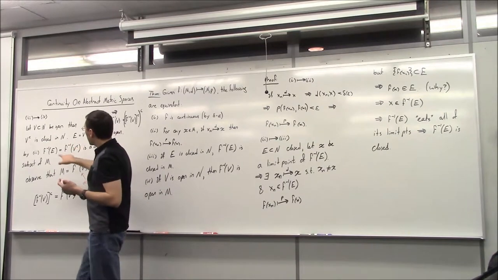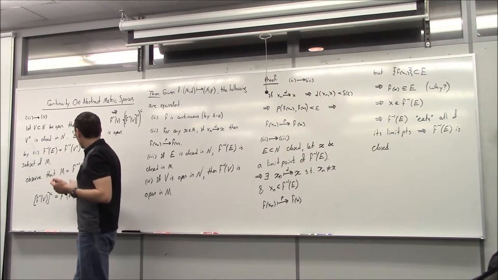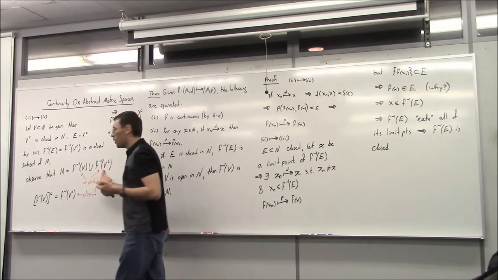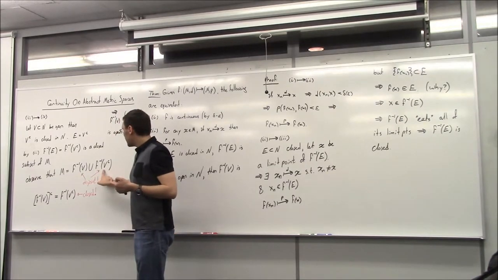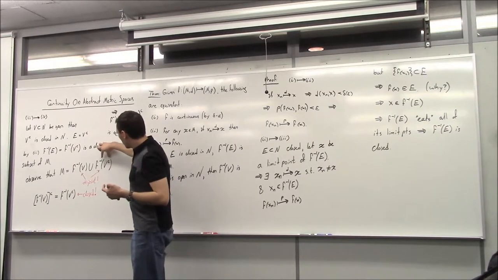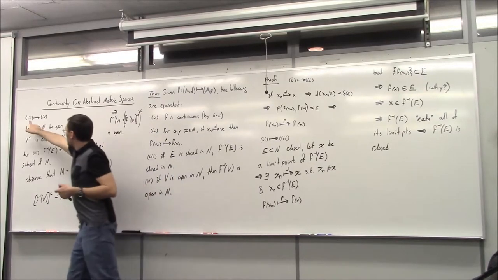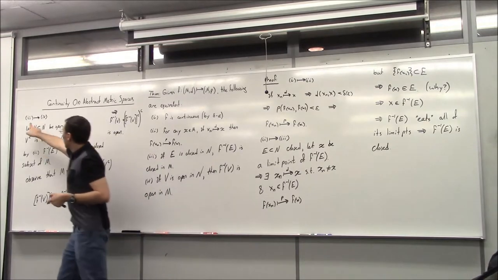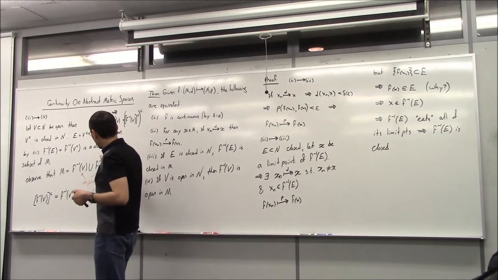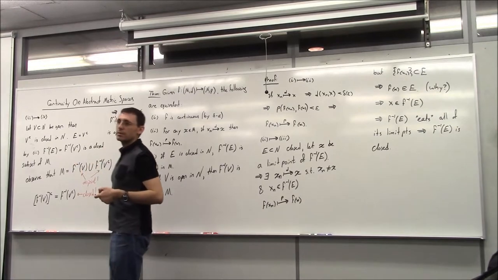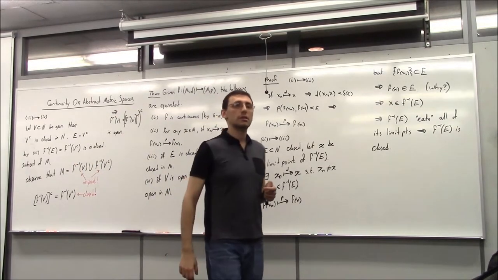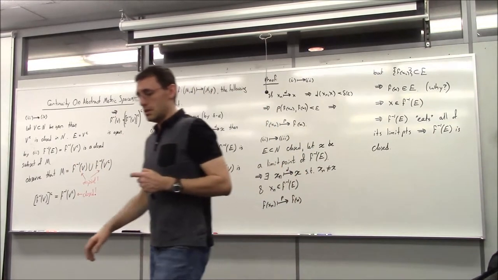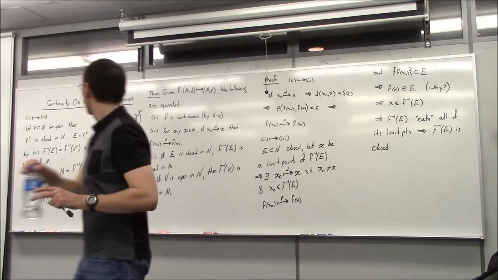Well, I try to take the preimage of V, and I see what's the complement. The complement is f inverse of V complement. So this set is closed, we know that. We know this is closed by hypothesis 3. Since what's inside is closed, the preimage must be closed by hypothesis 3. So if this is closed, that guy must be open. That's it.